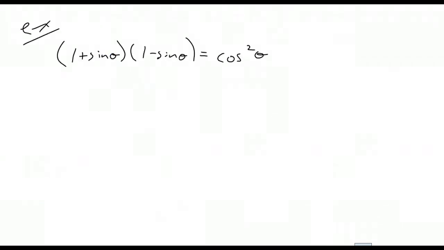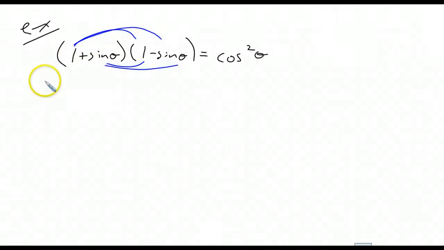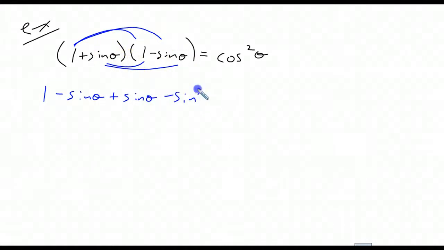Okay, in this example, the side with more terms is going to be our left side, and it's going to be easier to work with that just because we have more terms. So looking at the left side, I don't see any identities or anything like that, so I'm just going to go ahead and multiply everything out. Okay, so just distribute. 1 times 1 is 1. 1 times negative sine is minus sine theta. Sine theta times 1 is plus sine theta. And sine theta times negative sine theta is negative sine squared theta.